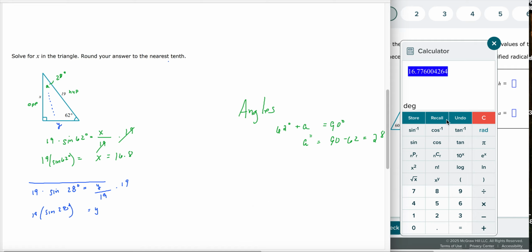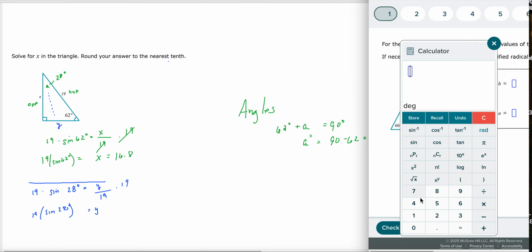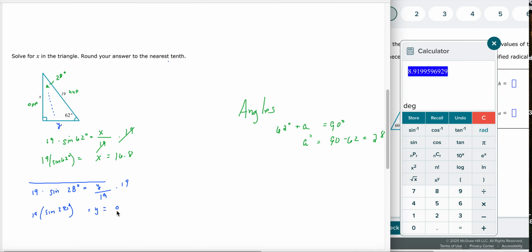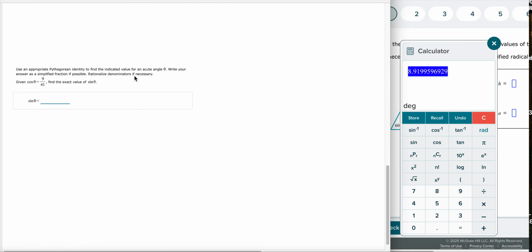So we'll jump over here to the calculator. Let's clear this. Another way to enter it would be using the parentheses. So we could say 19 times sine of 28, and the parenthesis again here, and hit equal. Again, rounding to the nearest tenth, we would go to 8.9 for y.